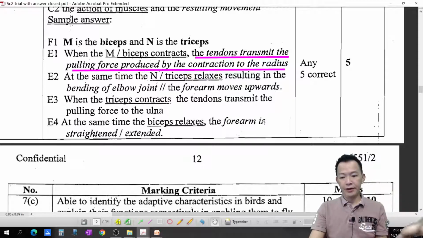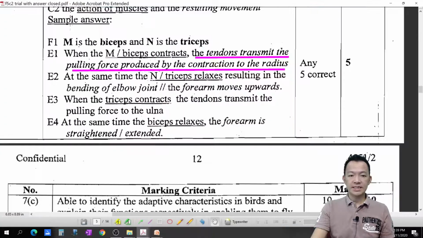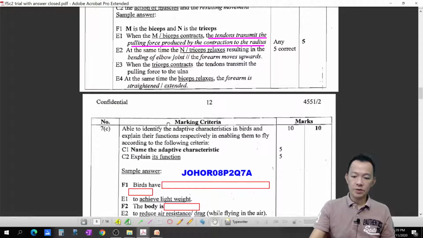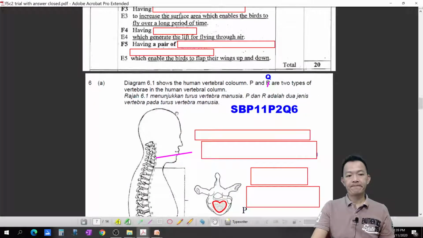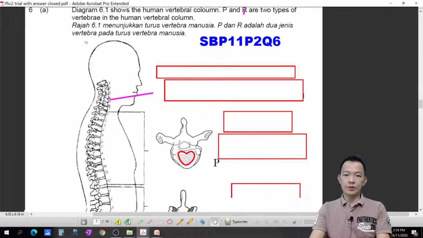Okay, not difficult. Any problem? No. Okay, so now we proceed to the next question. 2011 B2Q6A. Our vertebral column.